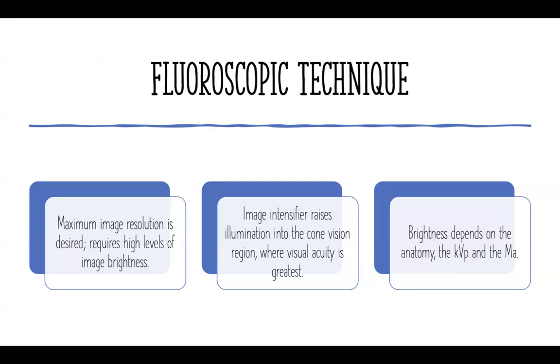You want to have maximum image resolution, which is going to require high levels of image brightness. Your image intensifier is going to raise illumination into the cone vision region, where the visual acuity is greater. So that's why we are able to see that image brightness. And the brightness will depend on the anatomy, the kVp, and the mA.